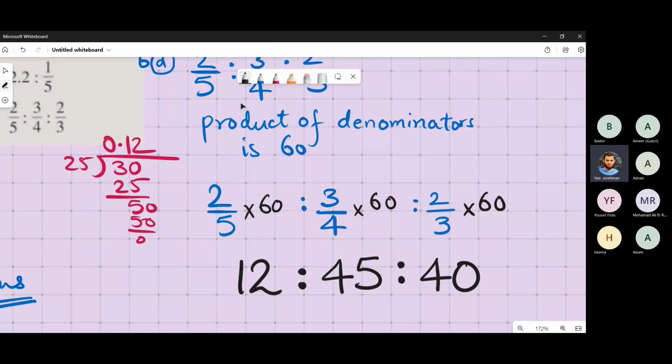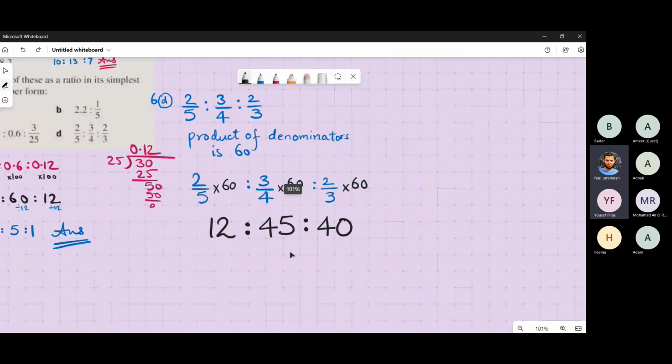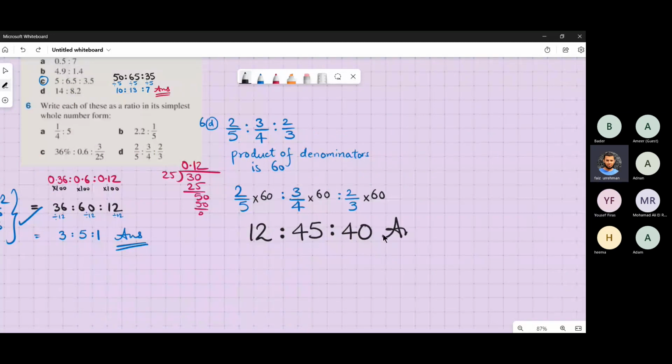Now, is this in the simplest form or is our answer done? No, we can simplify more. Check with 2. With 2, only this and this can be simplified, not 45. Check with 3. Only this and this. 4? No. First and last, 12 and 40. So 5? No. 6? No. I think it's not possible now. Okay, so this is the answer. See, we did not do any long division. This is the answer.